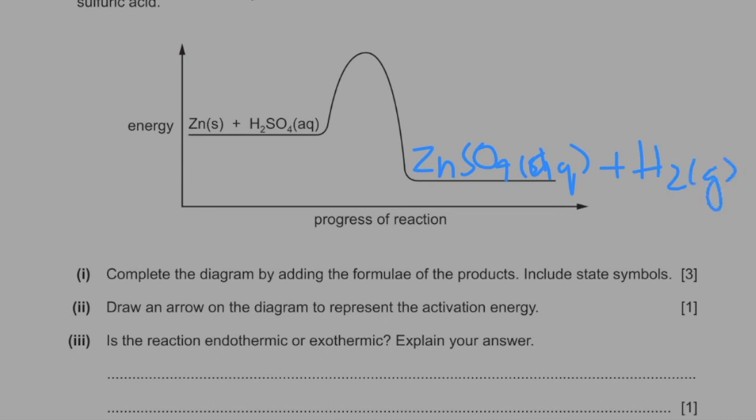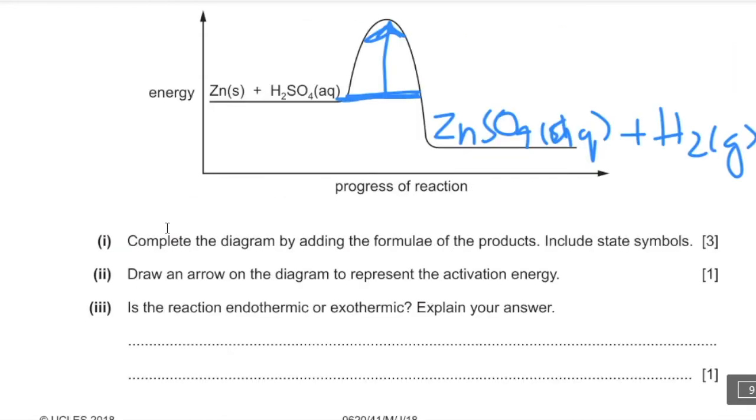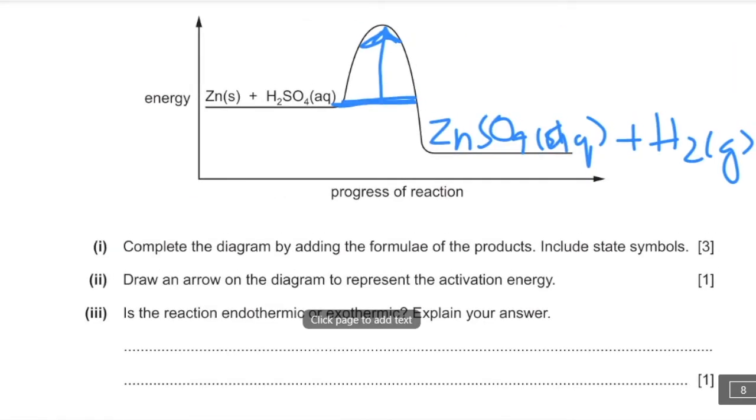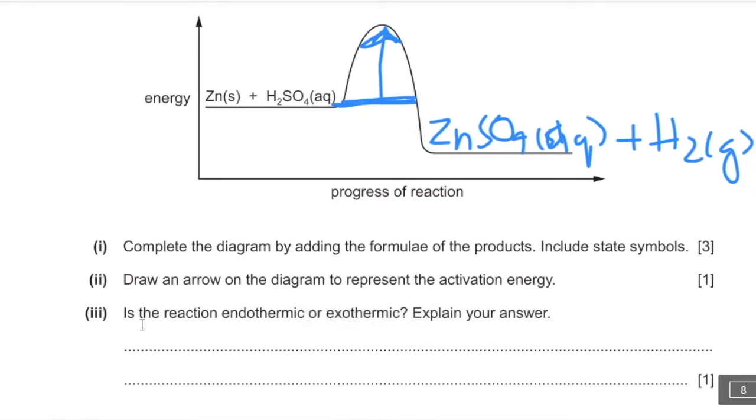2. Draw an arrow on the diagram to represent the activation energy. This is supposed to be level with the energy of the reactants and pointing upwards to the top of the hump over here. 3. Is the reaction endothermic or exothermic? Explain your answer. Since the products have less energy compared to the reactants, this is an exothermic reaction.